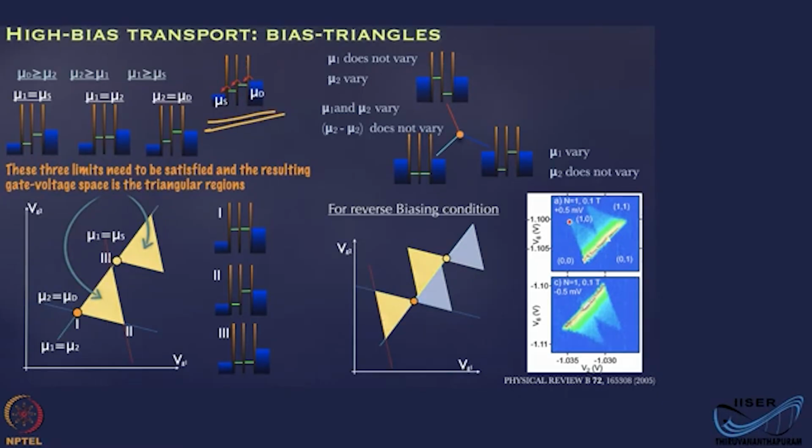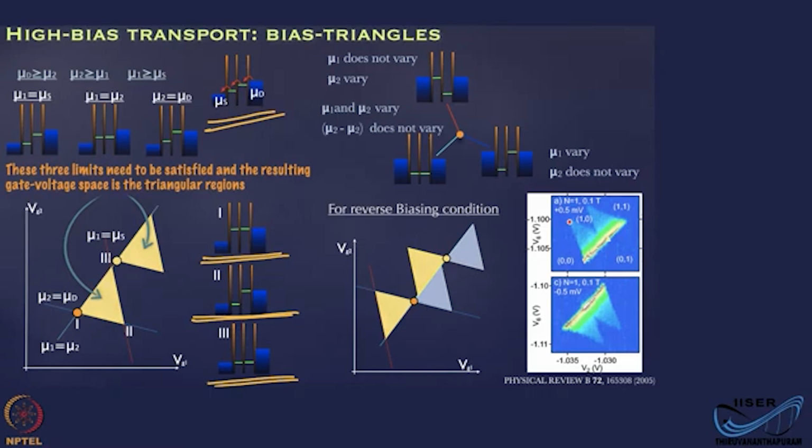And I have represented schematically these three energy levels corresponding to the corners of this triangle. So you have three non-parallel lines, and the area enclosed between them would be a triangle. That is what you are going to get when you apply bias with non-zero current, and that is the origin of the term bias triangles, because when you apply bias, you get triangular regions of non-zero current.